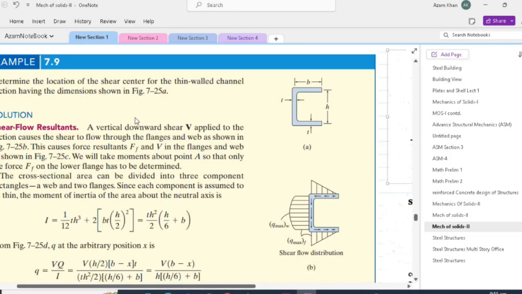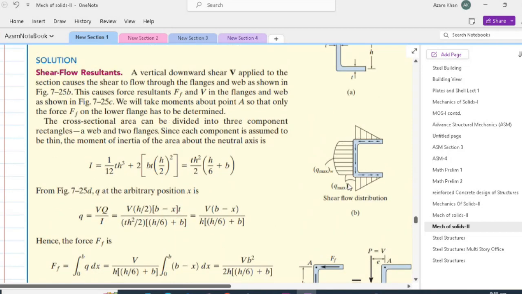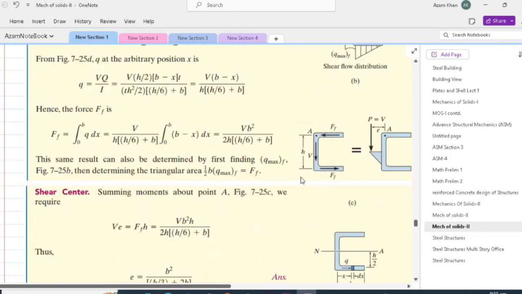So coming back to our example where we are given the width of the flange as b and depth of the web as h, we can use the same process. First of all, determine the moment of inertia, then work out the shear flow in the flange, after that in the web, and then in the flange again. In order to determine the forces, we can multiply that with the corresponding length of the component and get the forces over there.